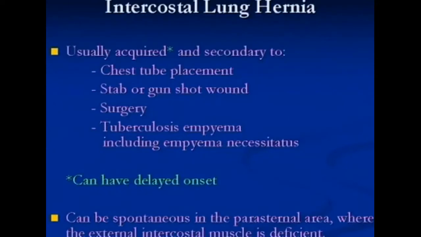Okay, these are the most common. These are the ones that I see maybe 2 or 3 times a year. Okay, the intercostal lung or thoracic lung hernias. They're usually due to something prior, chest tube, surgery, stab wound, gunshot wound, whatever, with or without a reason to have increased intrathoracic pressure. They're rarely spontaneous.